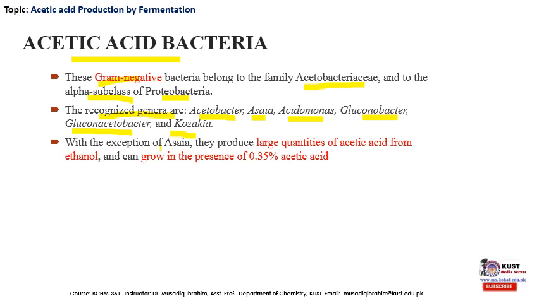With the exception of Asaia, these bacteria produce large quantities of acetic acid from ethanol and can grow in the presence of 0.35% acetic acid as the starting inoculum.